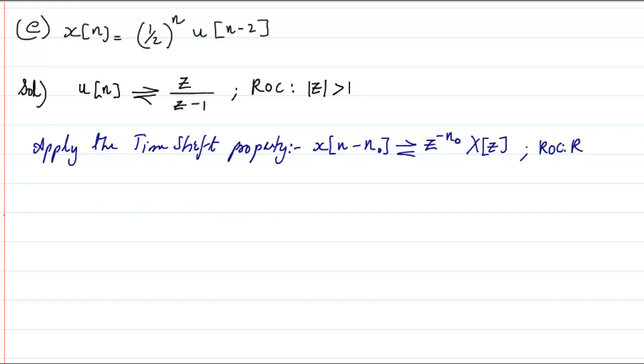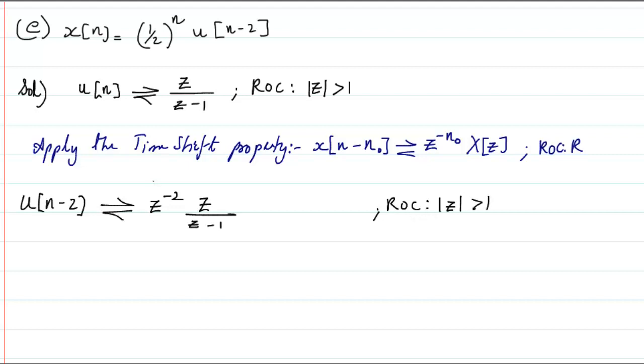So according to this, u of n minus 2, the z transform will be z raised to power minus 2 times z divided by z minus 1, with ROC being z greater than 1. Similarly here, z to the power minus 2 is going to be 1 divided by z square, so z should not be equal to 0, which actually is being taken care of here itself, isn't it? Because this is outside the unit circle, z is already not 0 in the region of convergence, so there is no need to add it specially. So this is only going to remain the ROC.